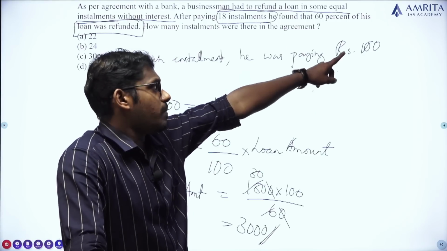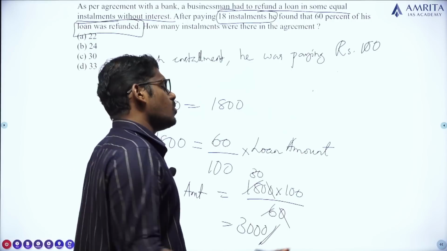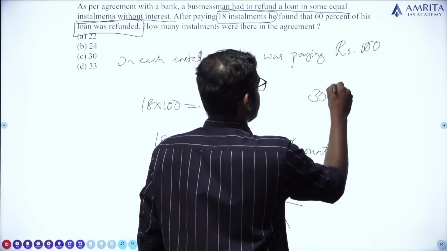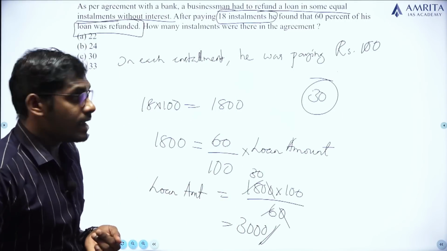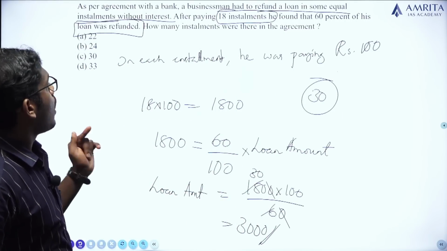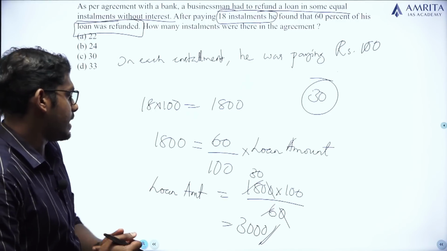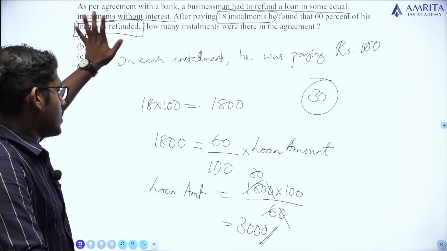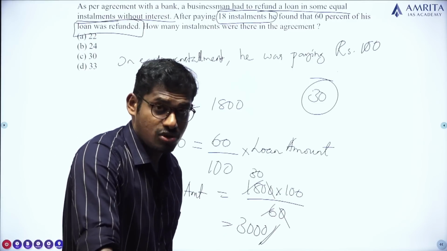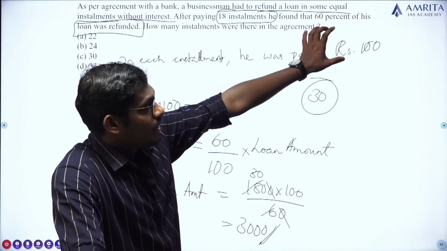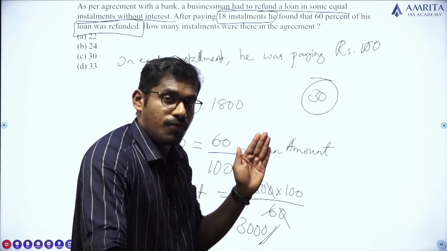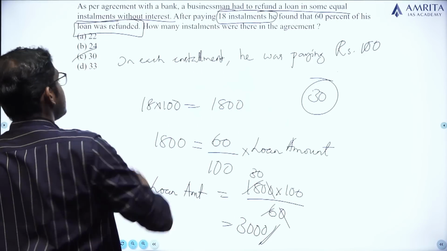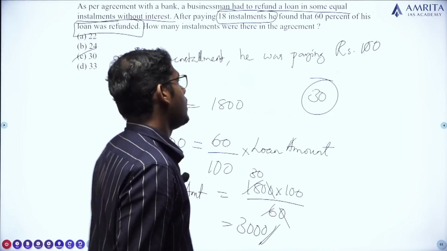So per each installment of 100, how many installments does he have to pay? 30 installments. So totally there were 30 installments. The question is, how many installments were there in the agreement? As of now he has paid 18 installments, which is 60% of the loan. The loan amount we got is 3000, and per installment he was paying 100 rupees. For 3000 rupees he has to pay 30 installments. So the answer for this question is option C, 30. Simple. Okay, moving on to the next one.